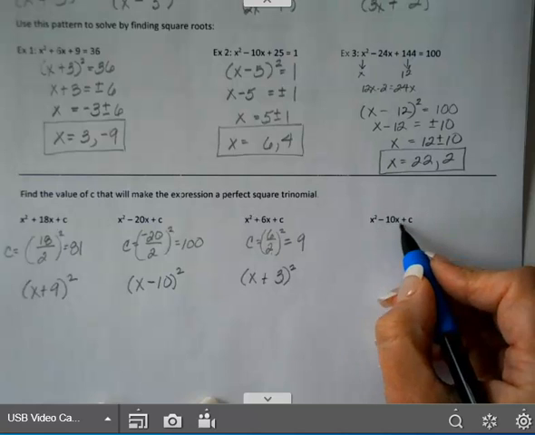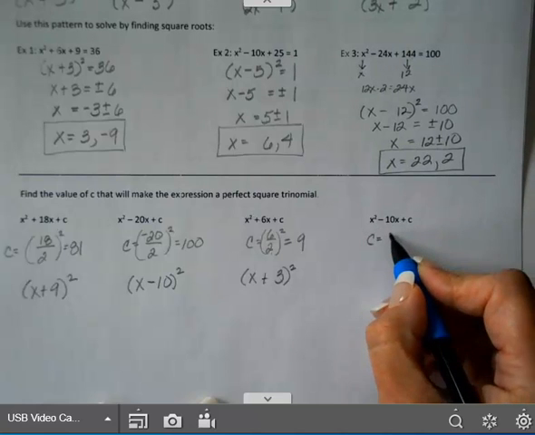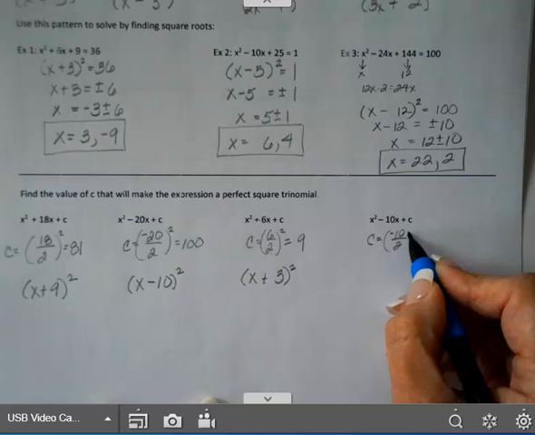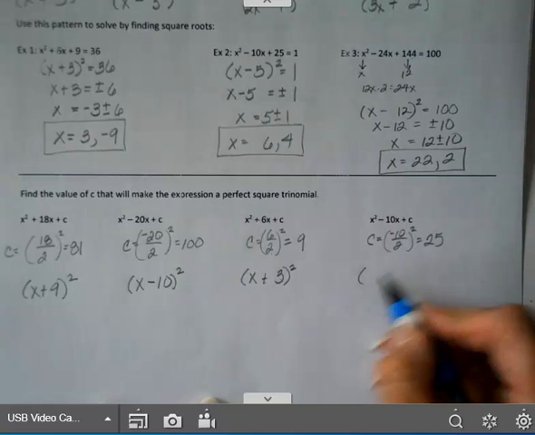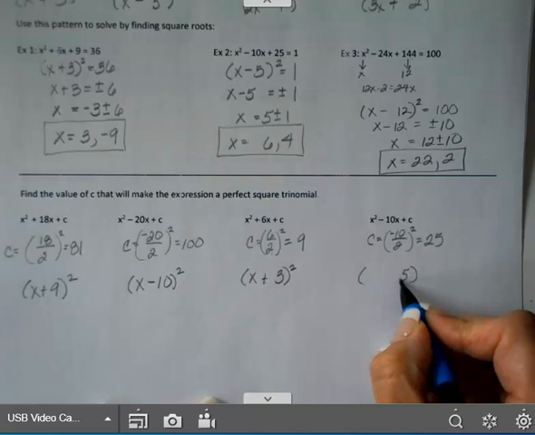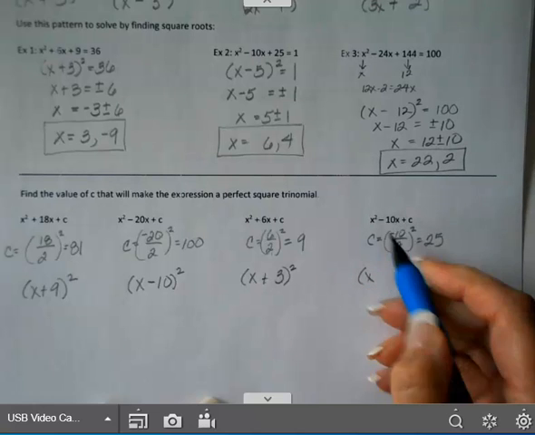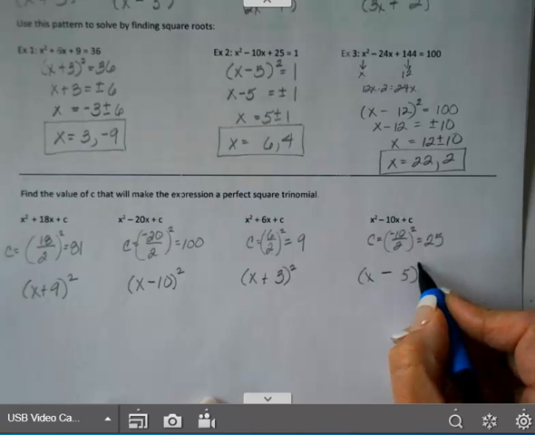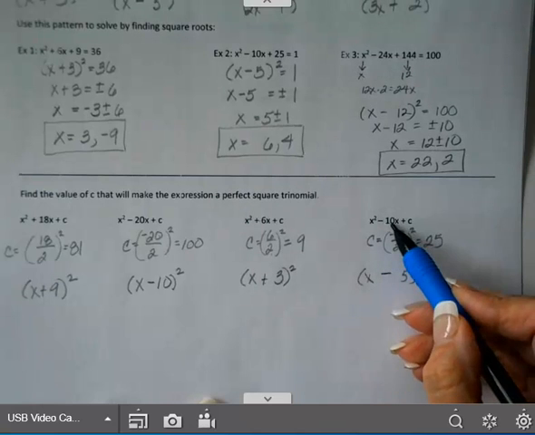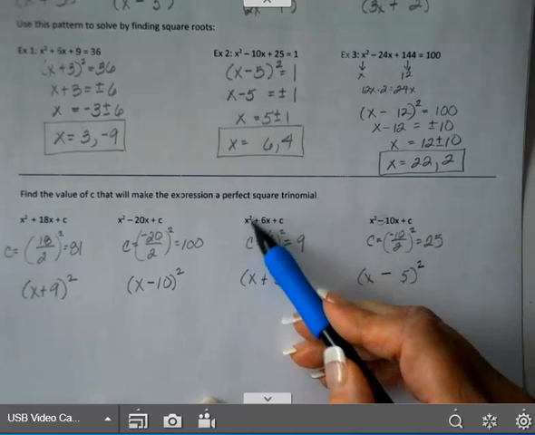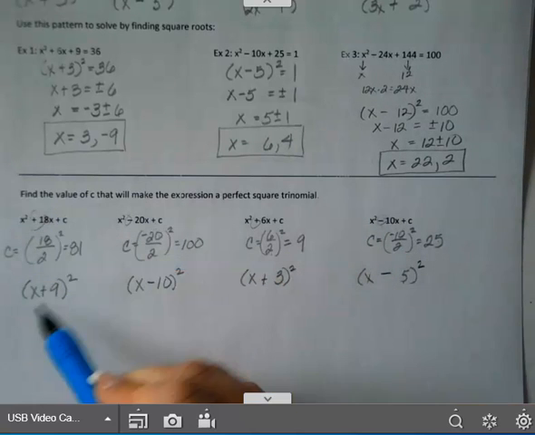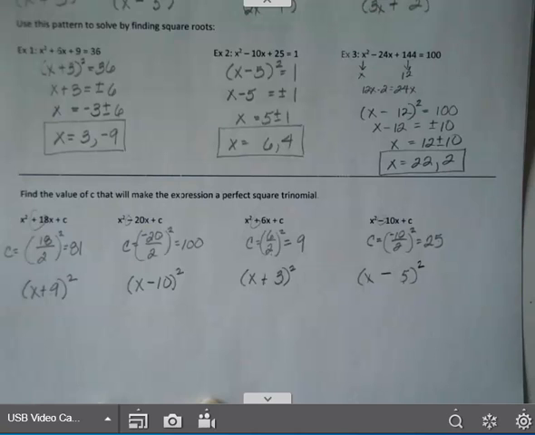On this one, take half of negative 10 and square it, which gives you 25. So the square root of 25 is 5. The square root of x squared is x, and notice that's a minus between them then. So you can either take half the middle term to put here or take the square root of that. And then just make sure that you're pulling the correct sign to put in between the numbers in your binomial.